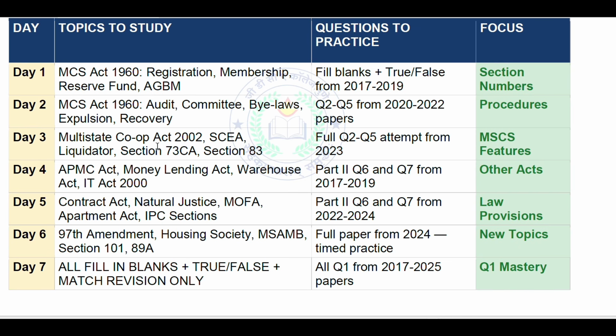Day 3: Multi-State Cooperative Act 2002, SCEA, Liquidator, Section 73CA and Section 83. Attempt full marks for question number 2 to 5 from 2023 papers. More focus on MSCS features.